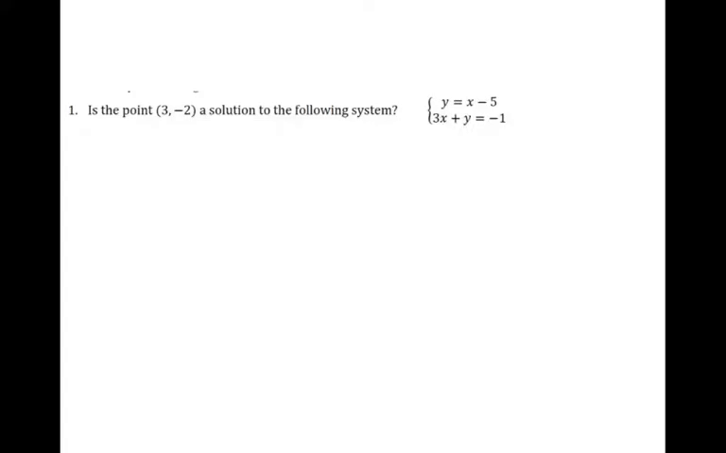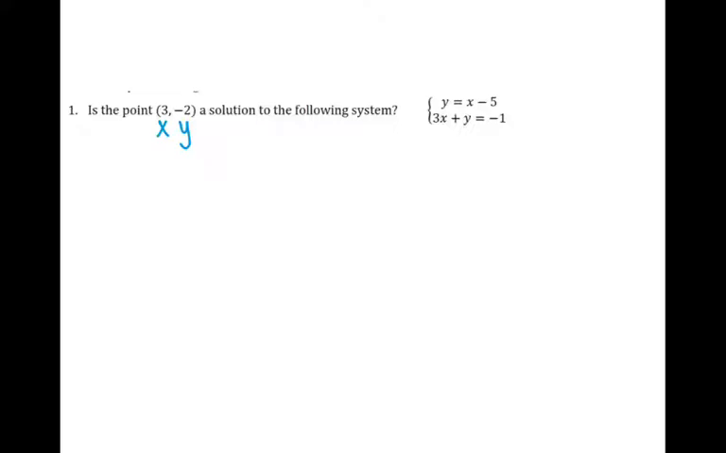So, number 1, is the point (3, -2) a solution to the following system? Now, a solution to the system is something that works for both equations. So what I'm going to do is take this point, which is an x and a y, and plug it into both of the equations.